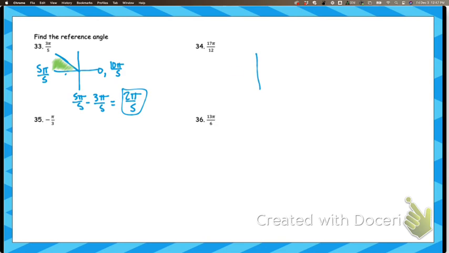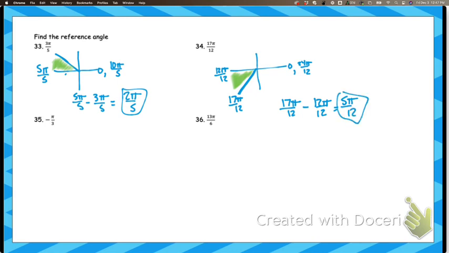All right, 17 pi over 12. Let's figure out which quadrant it's in. 0, 12 pi over 12, 24 pi over 12. 17 pi over 12 is more than 12. We need to figure out, is it closer to 12 or closer to 24? So it's 5 away from 12, and it is 7 away from 24. So we are closer to 12. So there's 17 pi over 12. Reference angle is the distance to the x-axis. So 17 pi over 12 minus 12 pi over 12 gives us 5 pi over 12.